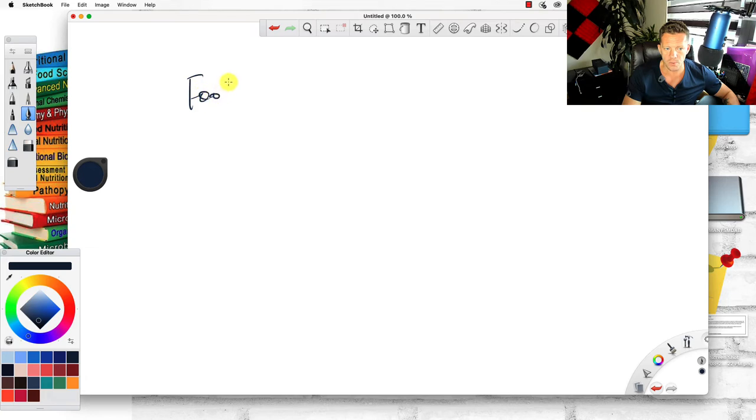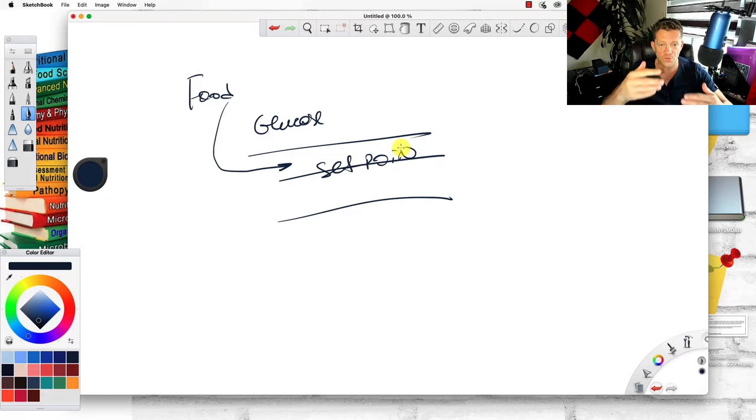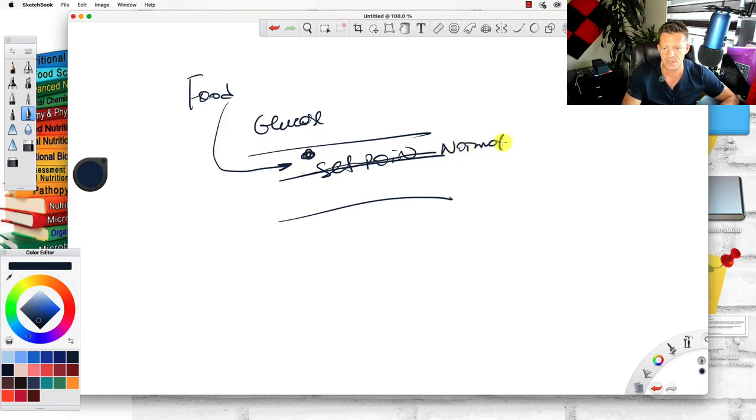Let's say you're consuming food. After the consumption, your blood glucose will be increased. So let's say this is a set point. Set point of blood glucose, of certain levels of glucose being in blood. So if this is a threshold, this is normal. So the set point is the normal, it's homeostasis. Set point is equilibrium.